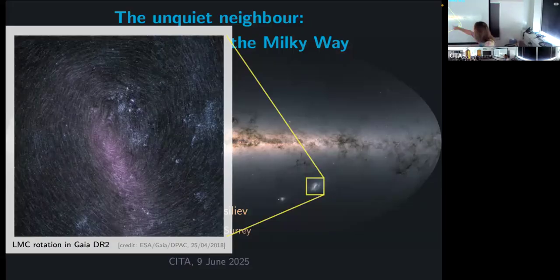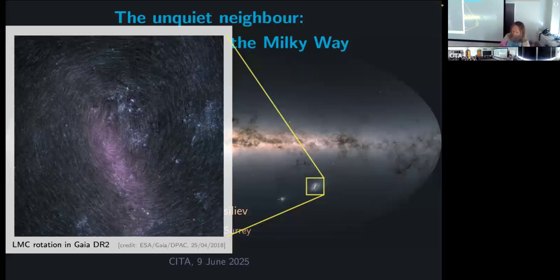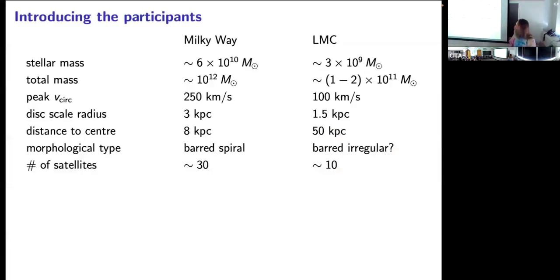And today I'm not going to talk about the internal processes in the LMC, but rather about its interaction with the Milky Way system in general. So let me introduce the participants of this story today. You probably know some of them quite well.